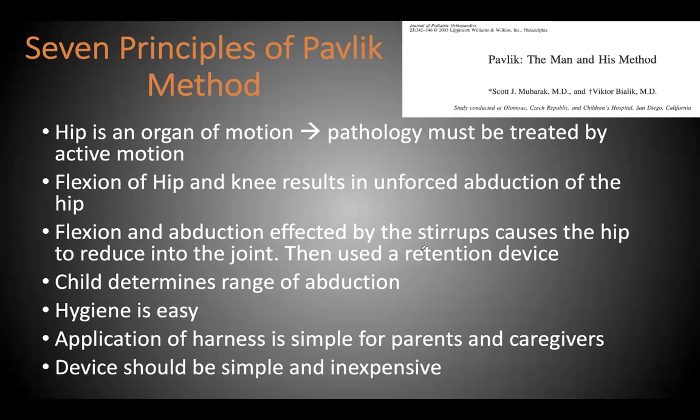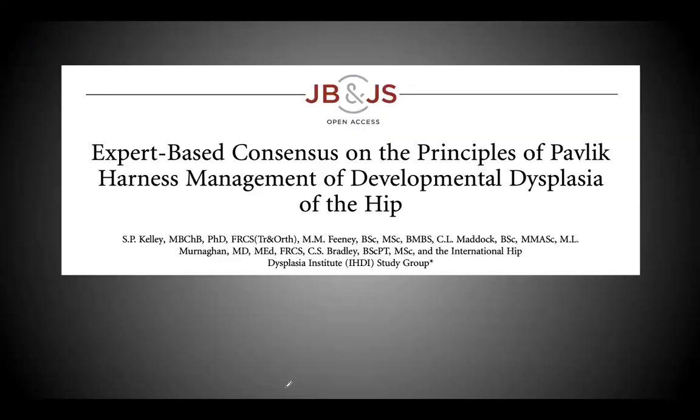This position of flexion and abduction causes the hip joint to gradually reduce, and then the same device helps you to retain the hip joint. The abduction is determined by the child himself, and you're not forcing any abduction on him. Maintaining hygiene is easy. The application of the harness is very simple for parents and for caregivers, and the device is simple and inexpensive. So these are the 7 principles of the Pavlik method.